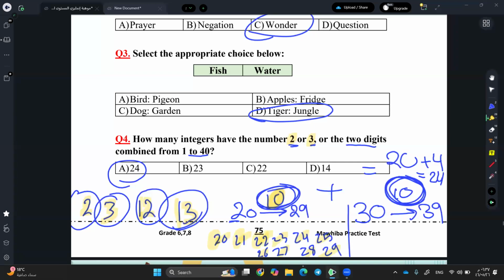Then it's the same thing for 30 and 39. From 30 to 39 is going to be 10 numbers. So now let's calculate. We have first 1, 2, 3, 4 numbers that have a 2 or 3 digit, and 10 numbers from 20 to 29, and another 10 numbers from 30 to 39. So 10 plus 10 equals 20, and plus 4, it's going to be 24 numbers that contain 2 or 3 between 1 to 40.